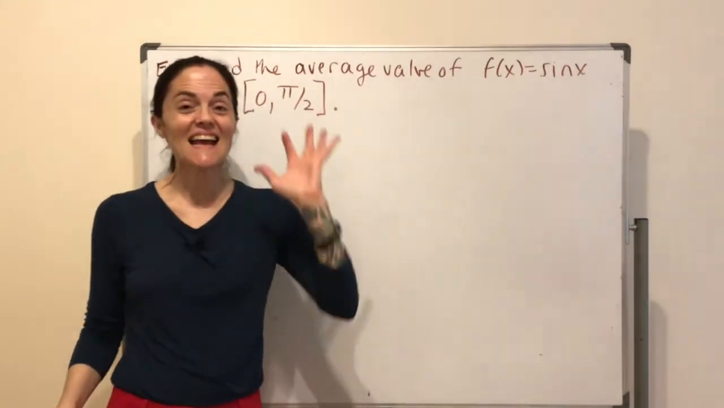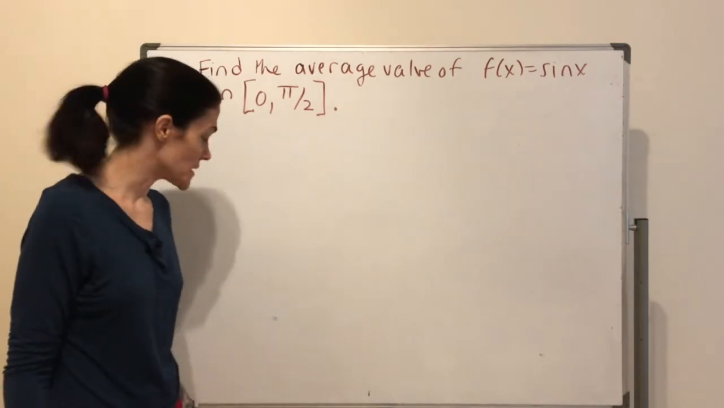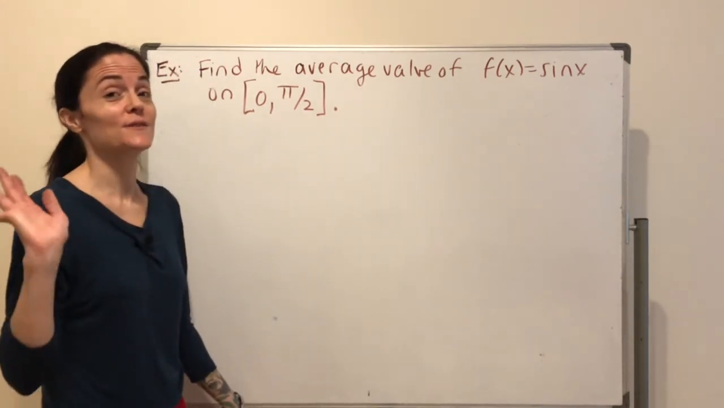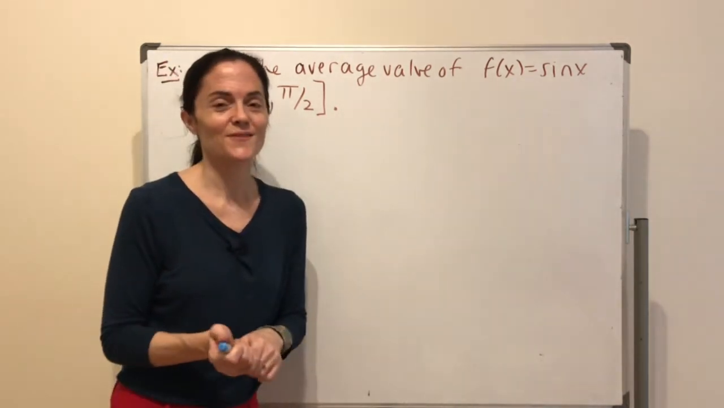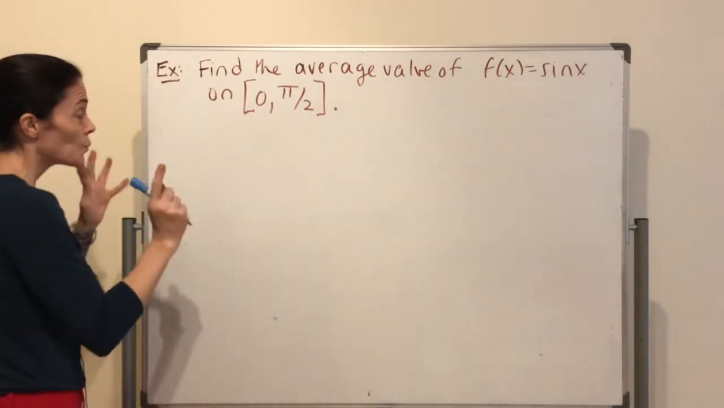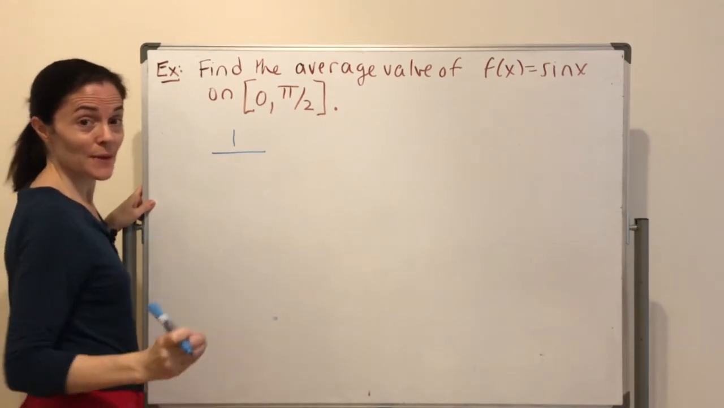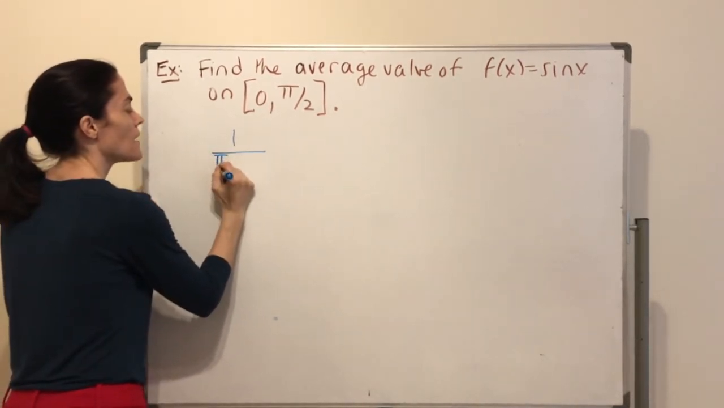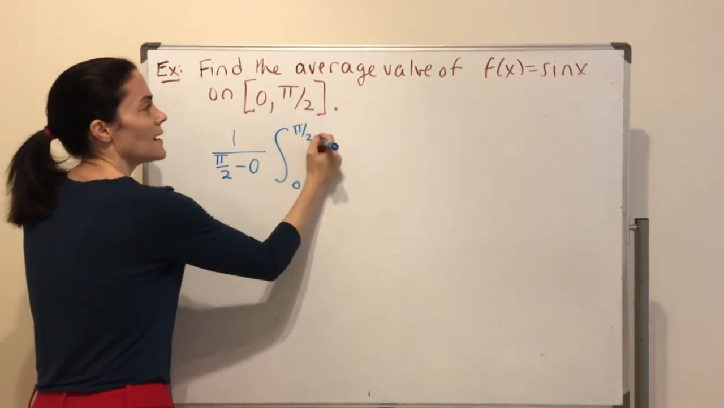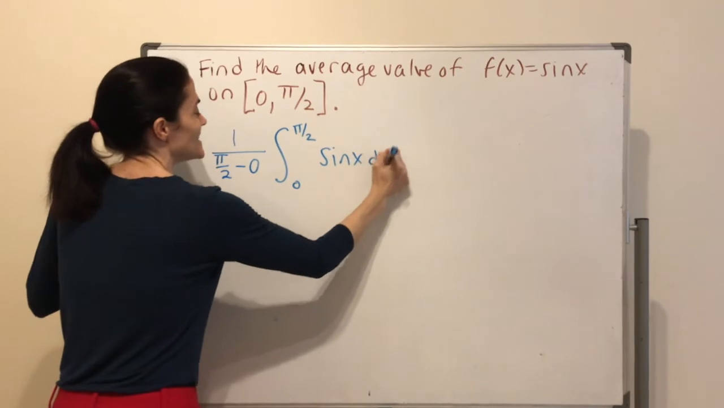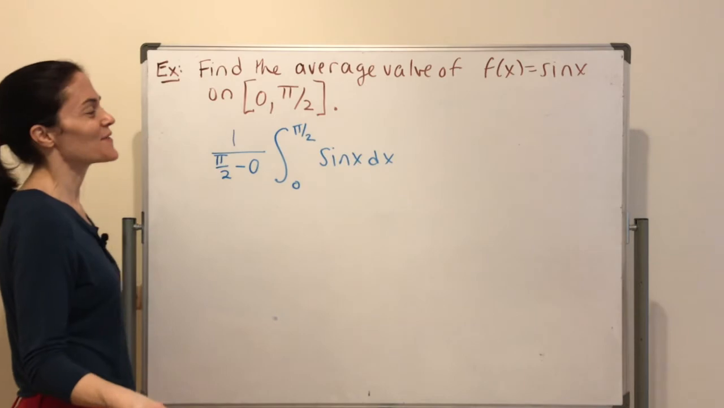The next question: find the average value of the sine function on the interval 0 to pi over 2. Well, briefly at the end, I mentioned the formula for the average value of a function. If it goes from a to b, we take 1 over b minus a, the length of the interval, and then you integrate from a to b of the function dx. So this quantity is the average value that we are looking for.